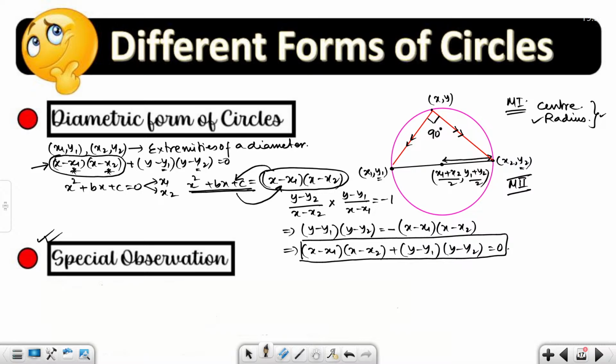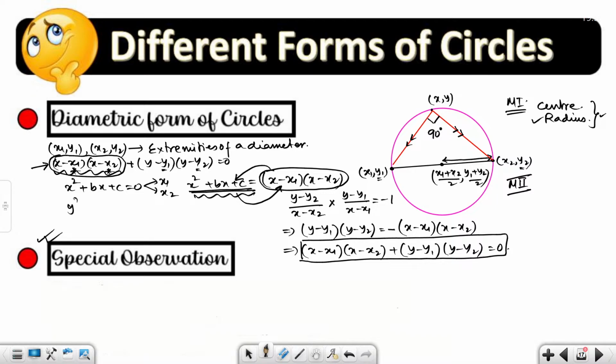Why am I telling you why it is easier? Because here you don't need to find out what the values of x1 and x2 are. I don't need it. Because the moment you have x squared plus bx plus c, I know that it will have two roots x1 and x2, which are the abscissas of the given coordinates of the extremities of the diameter. So why multiply? Why find out x1 and x2? I will simply straight away write this x squared plus bx plus c in its place. That's it.